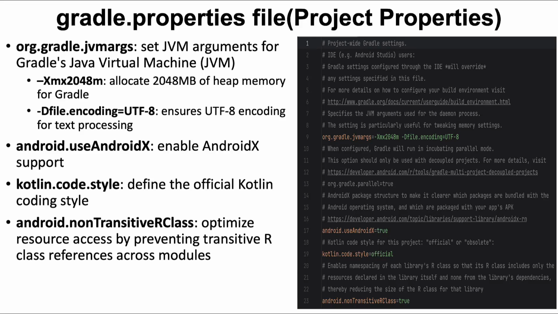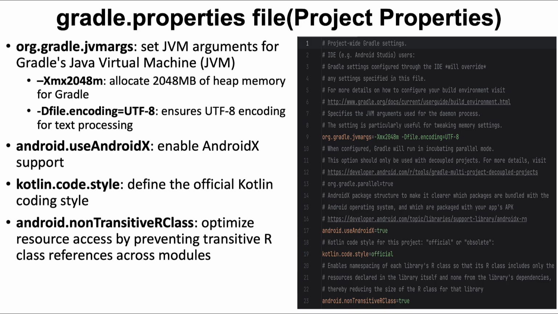This slide shows that the next one of the 8 Gradle build files is the gradle.properties file, project properties. This file is used to define project-wide Gradle settings, including JVM options and optimization settings to help optimize builds, manage memory, set environment variables, and control Android Gradle plugin (AGP) behaviors. For example, we will see some settings such as in the capture.